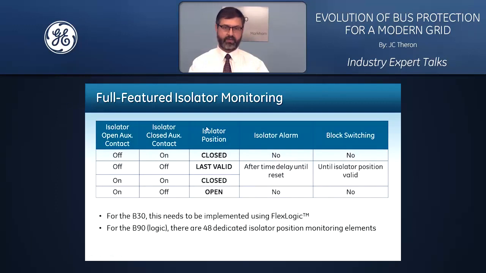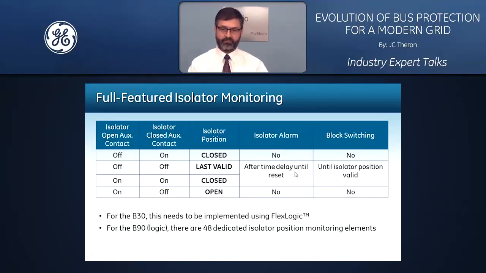We know the isolator is in the closed position. We do not have to alarm or block switching. And same if we have it in the on-off configuration, then we know the isolator is open and no need to alarm or block switching. However, if both are off, then the isolator is deemed to be in the last valid or known position. And if both are on, then we deem the isolator to be closed. But in both those cases, the isolator will alarm.